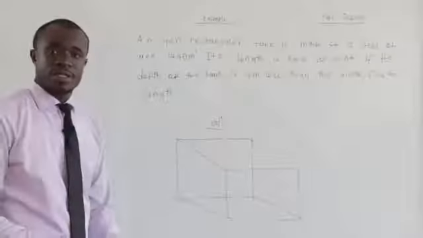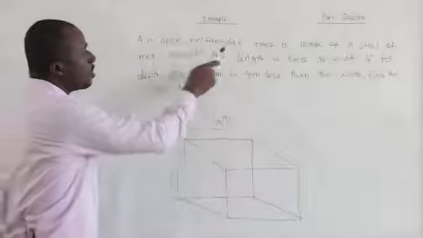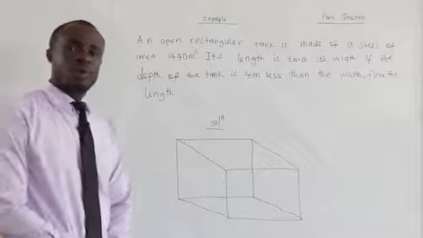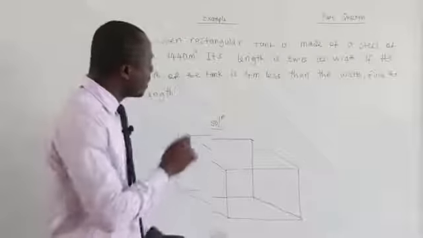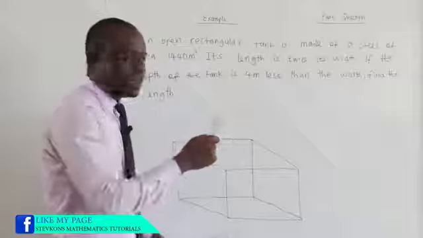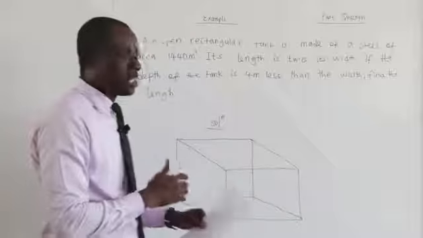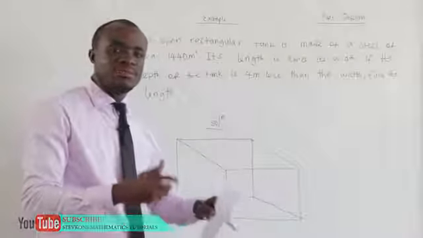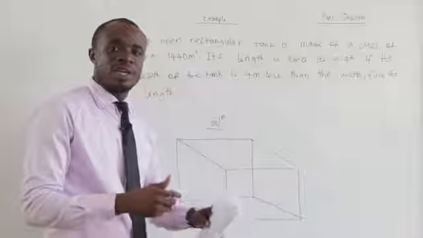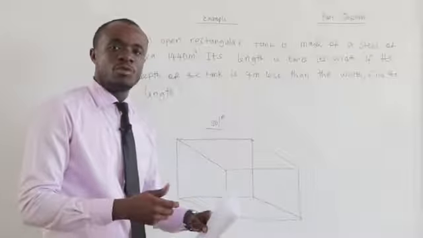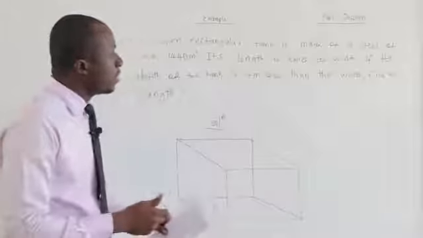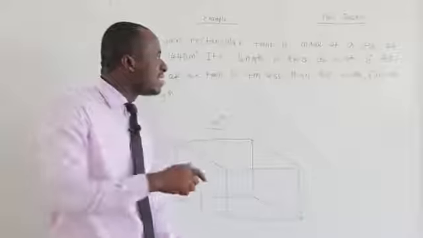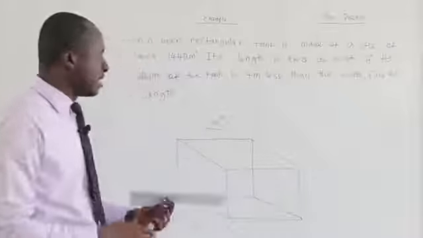Now let's see this question. This past question says that an open rectangular tank is made of a steel of area 1,440 meters square. It says that its length is twice its width. Now we don't know the length, so if we know the width, we'll be able to know the length. So we can say that let x be the width. Therefore, if x is the width, it means that the length will be 2x. Now it went on further to say that if the depth of the tank is 4 meters less than the width, we should find the length.